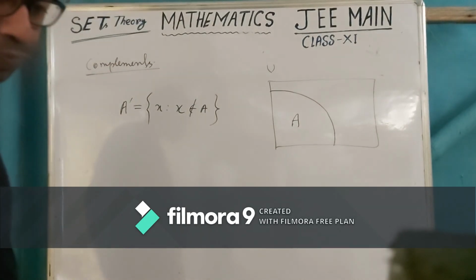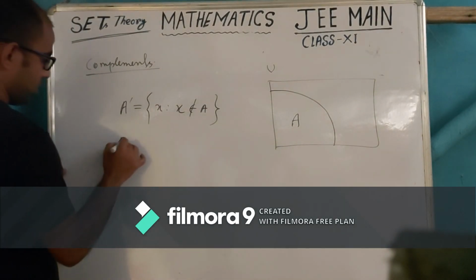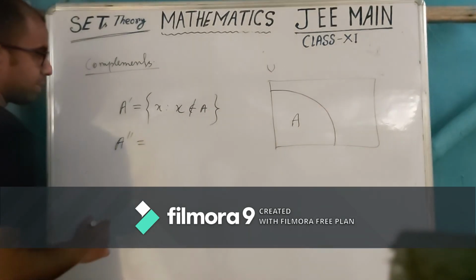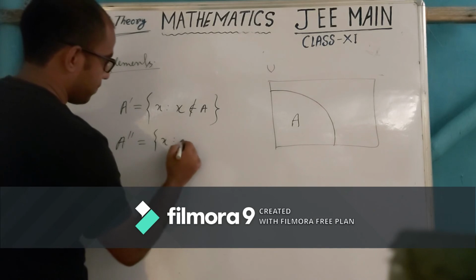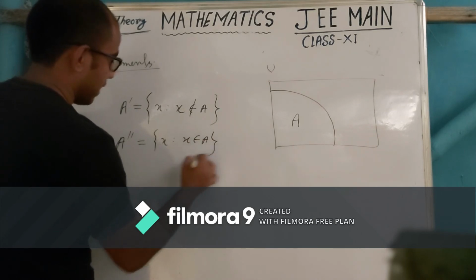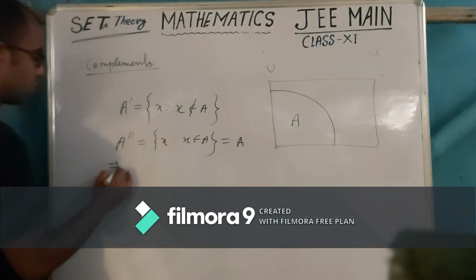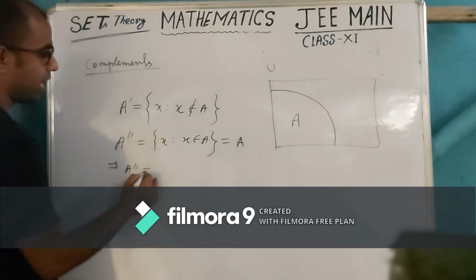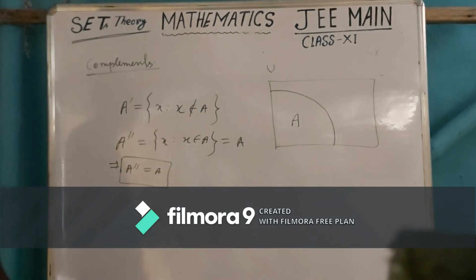So again we define double complement. That means {x such that x belongs to A}. That means this is equal to the set A. So double complement of A equals A. This is a very important formula.